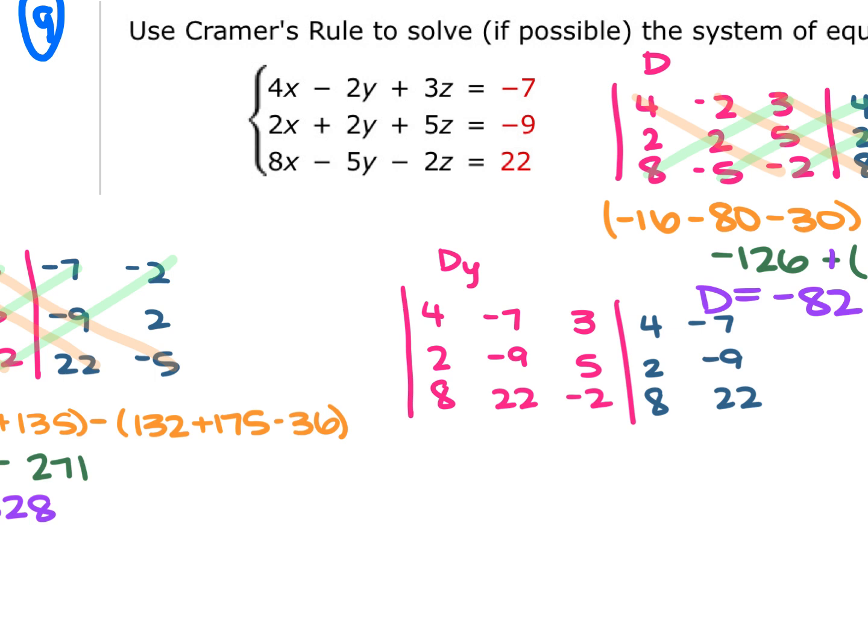Multiply going top to bottom first. So you have 4 times -9 times -2, which is 72. Negative 7 times 5 times 8, which is negative 280. And then 3 times 2, which is 6, times 22, which is 132.